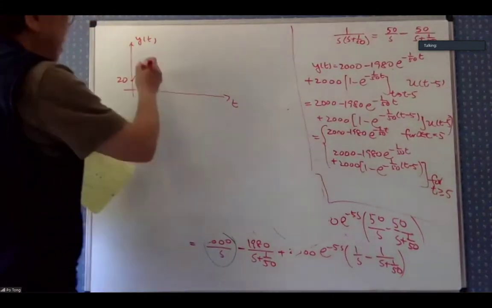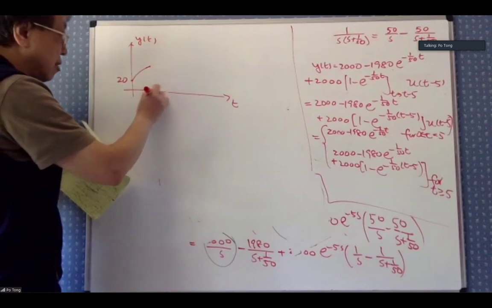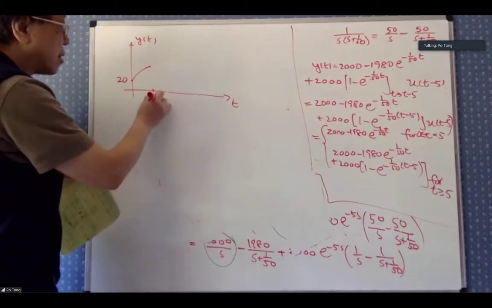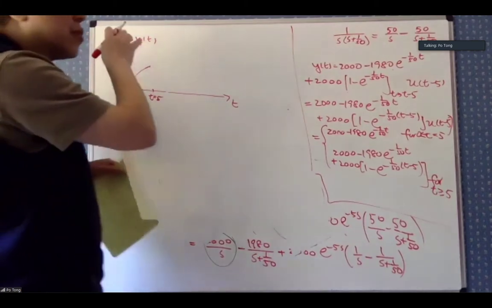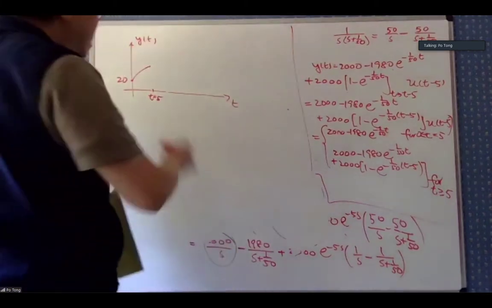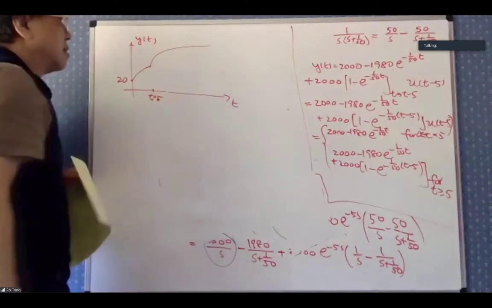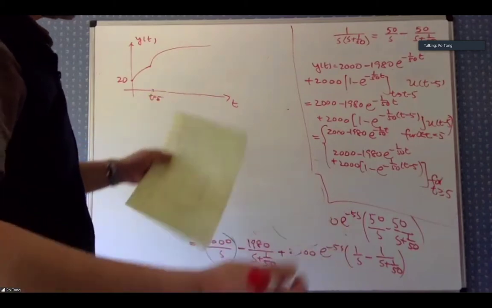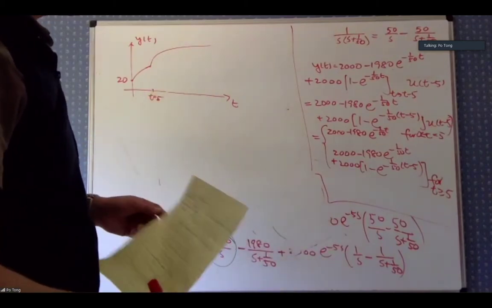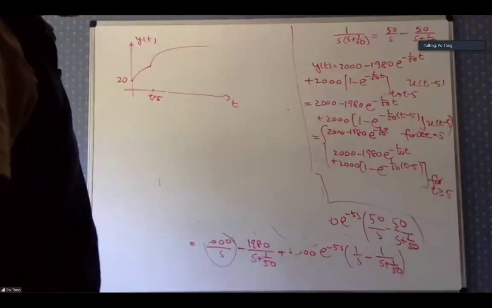Okay, and then there's some kind of discontinuity at t equal to 5. Okay, because originally the concentration was 40 kilogram per liter. Later on, it's 8 kilogram per liter, so it's going to go up like this. Okay, and as t goes to infinity, you can probably see what happened.